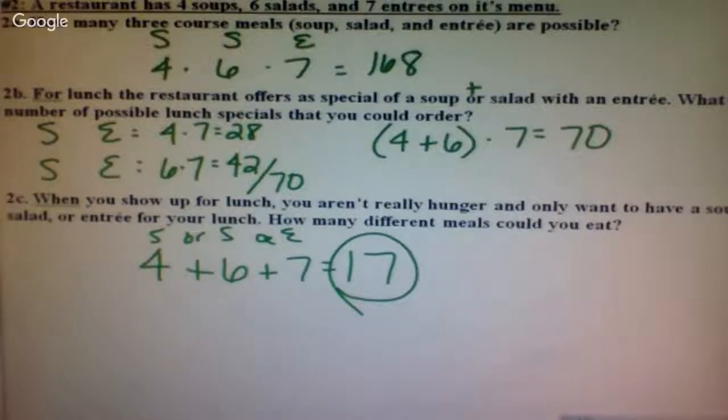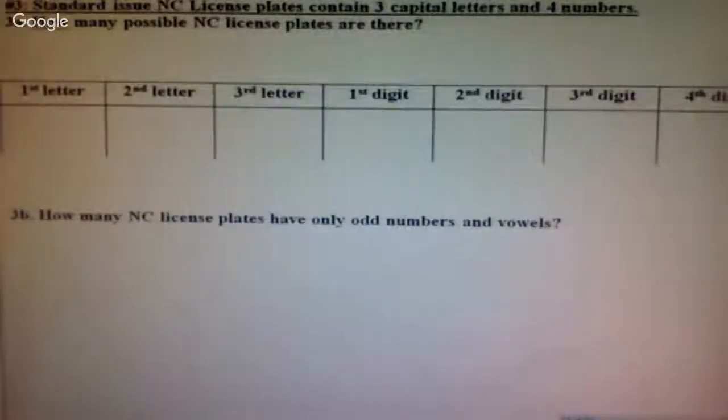We have one more, right? Yeah, the license plate one. So, number 3. Standard issue NC license plate always goes letter, letter, letter, number, number, number, number. So, what I've done is created what a license plate would look like. Okay, how many possible license plates are there? So, for my first letter, I have how many options? 26. My second letter, 26.